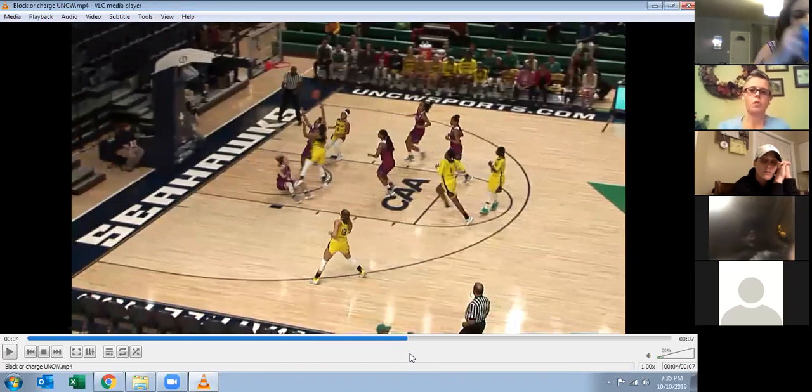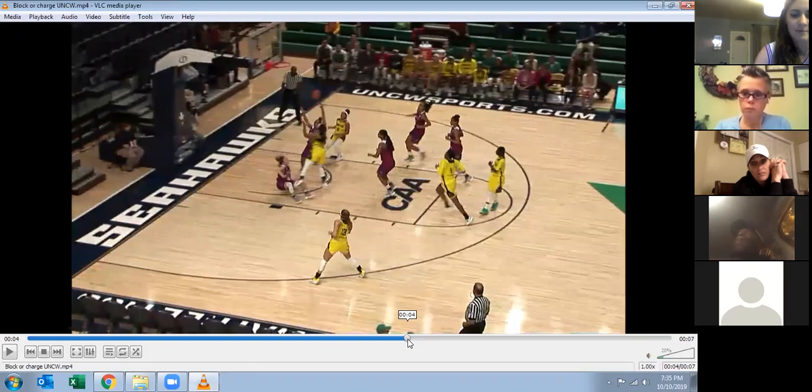So do you think a no call fits on this, or do you think it should be a block or an offensive foul? Block. I think it should be a block. I don't hate the no call. You don't hate the no call. No, I don't hate it. Okay. Well, by rule, you can go block.